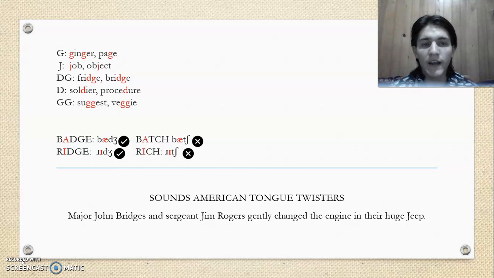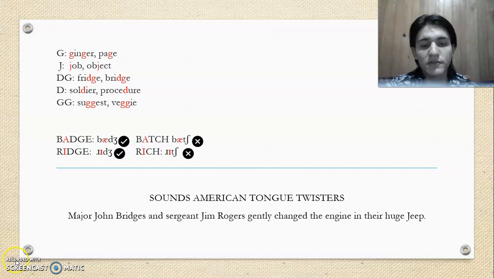Well, it is a voiced sound with a longer vowel before. It is different to the voiceless one. I mean, batch, rich. There is a little difference, but you have to take it into account to not make a mistake.